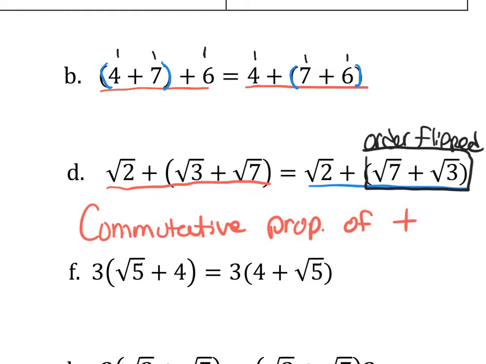So since the order is the same, that means it can't be the commutative property. And since the parentheses moved, that means it has to be the associative property. The numbers are being added, so it'd be the associative property of addition. Again, I do want you to write out the word associative, but then you can abbreviate property of addition.